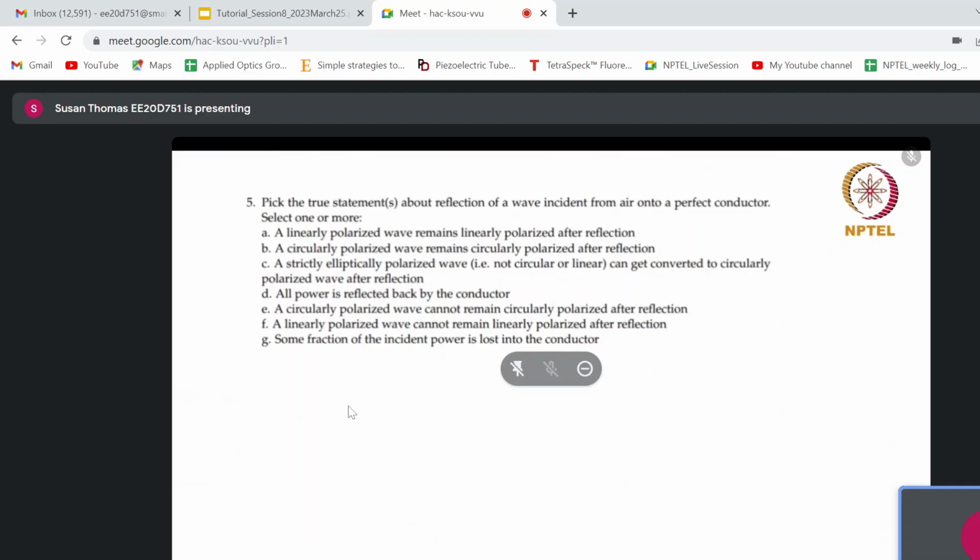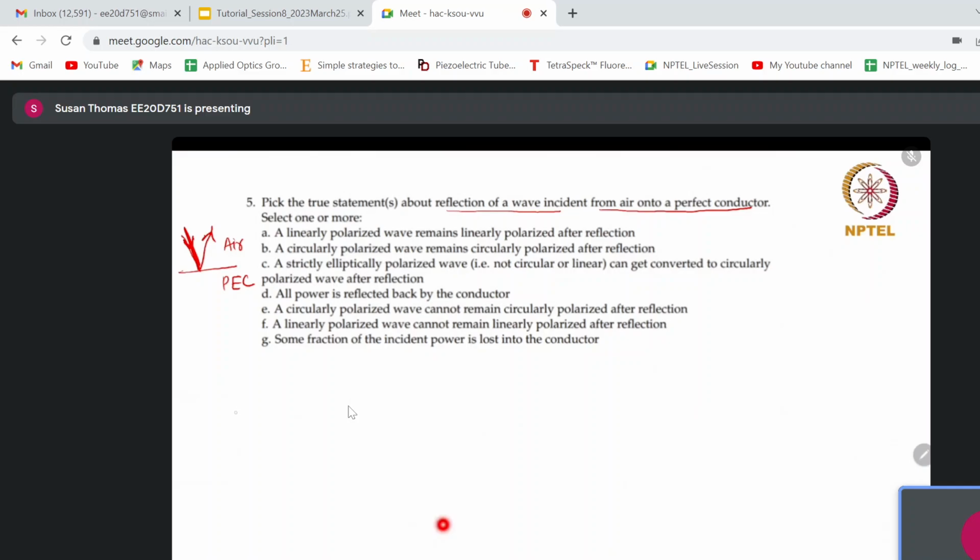So coming to the next question, pick the true statements about reflection of a wave incident from air onto a perfect conductor. So we have air and perfect electric conductor, and you see the wave is getting reflected. So this is incident and this is reflected. So say for this we can say the incident field, it is the incident electric field which is associated with the incident wave in this direction.